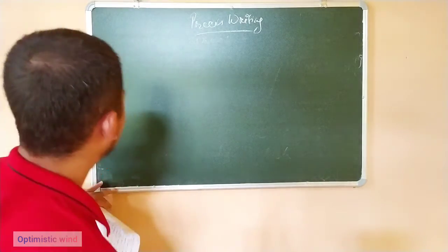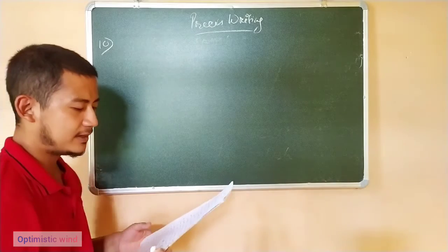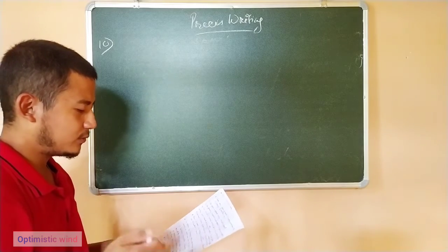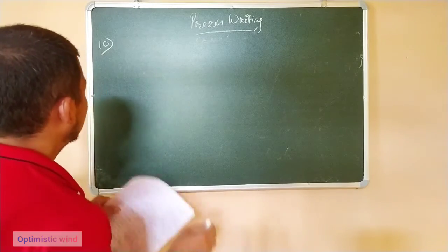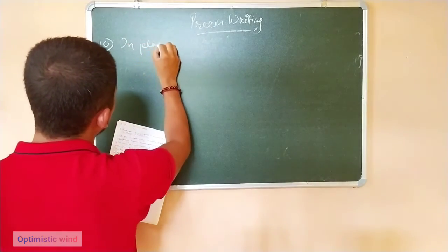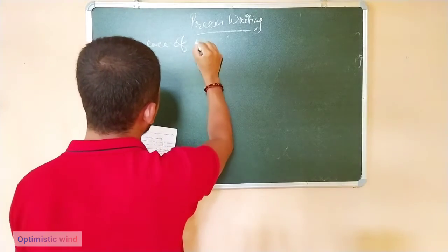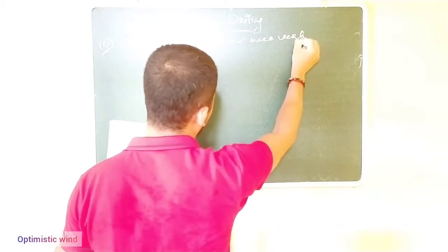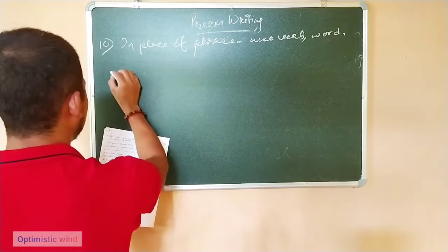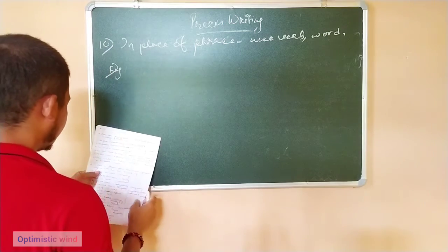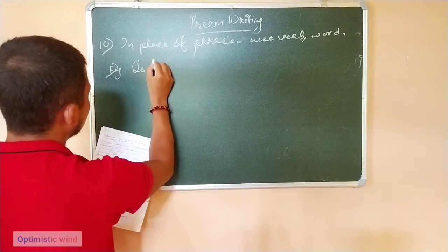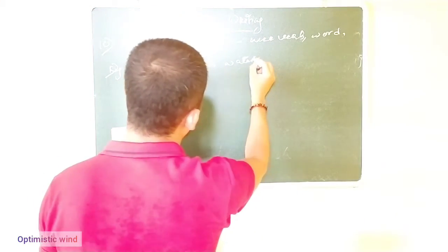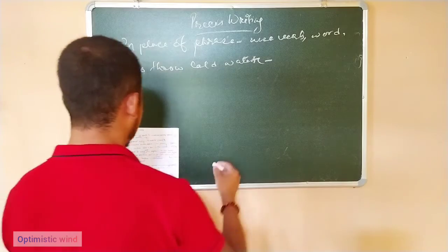Now number 10. So number 10 point is that in place of phrases you can use some appropriate word or verb, as necessary. Okay, for example, "to throw cold water". It can be written as "discourage".